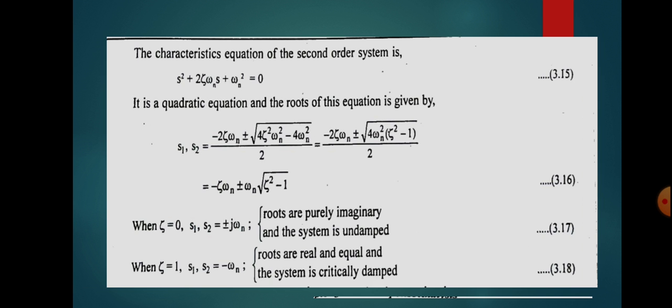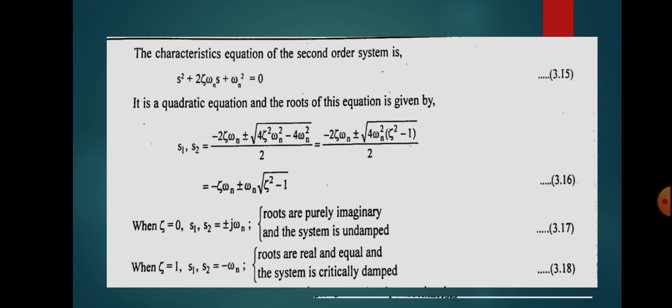Once we have an equation like a s square plus b s plus c equal to 0, what will be its solution? The solution is s1, s2 equal to minus b plus or minus square root of b square minus 4ac, divided by 2a. Here a equals 1, b equals 2 delta omega n and c equals omega n square, so we can substitute for a, b, c.